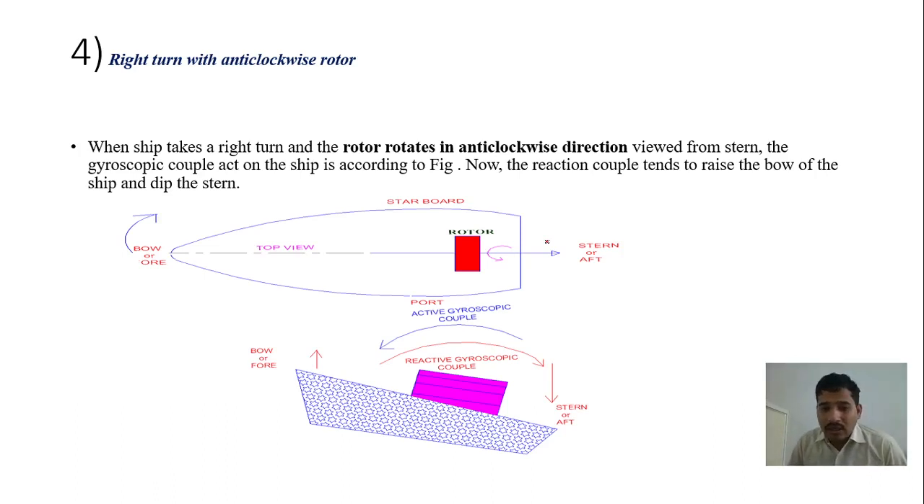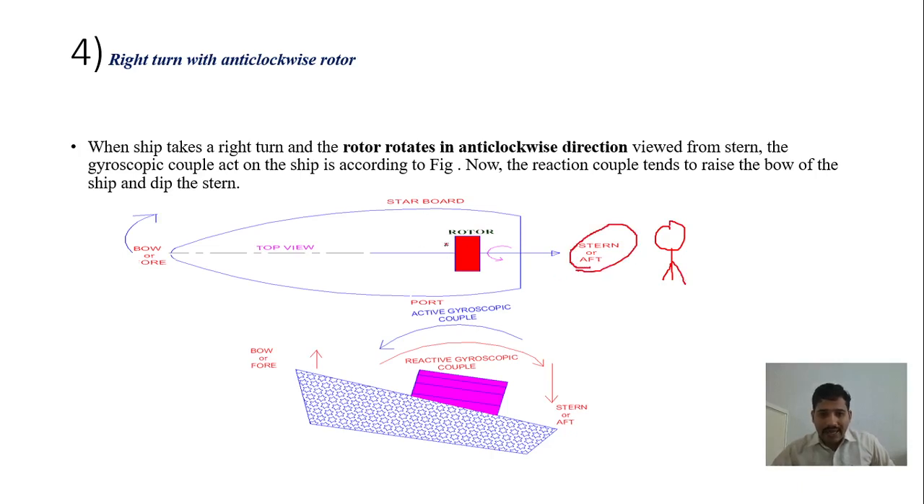the stern, then the ship is taking the right turn and the rotor is rotating in anti-clockwise direction when it is seen from the rear end. Is it right? In which the reactive gyroscopic couple will raise the bow and lower the stern. Raise the bow and lower the stern. Let us see how. The observer is observing from the rear end, or we can say from the stern.